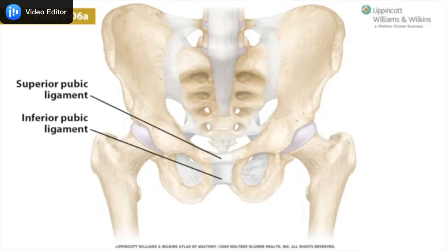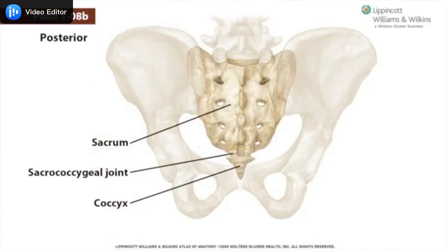pubis. The sacrococcygeal joint, between the bodies of the fifth sacral vertebra and the first coccygeal vertebra, is another secondary fibrocartilaginous joint. It has a small intervertebral disc and allows flexion and extension unless it becomes ossified and fused, as often occurs later in life.